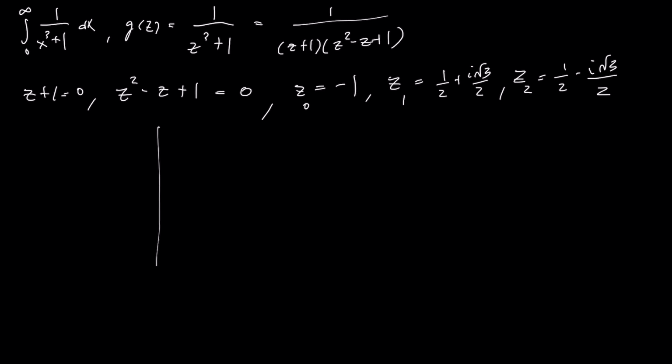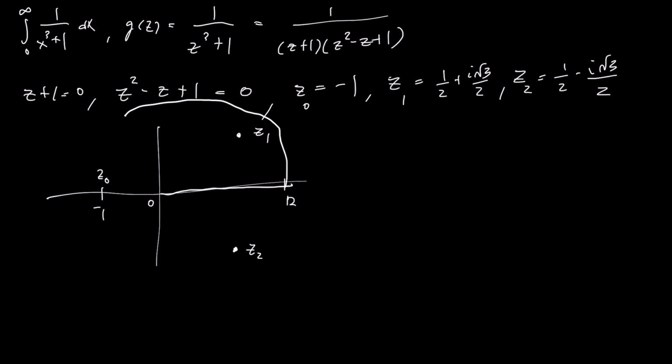So visualizing this in the complex plane, -1 is right here, and 1/2 plus i times the square root of 3 over 2 will be somewhere here, and it'll be symmetric about right here, which is z2. And our contour will look something like this. It'll go from 0 to r, and then it's going to make this arc and then loop back around.